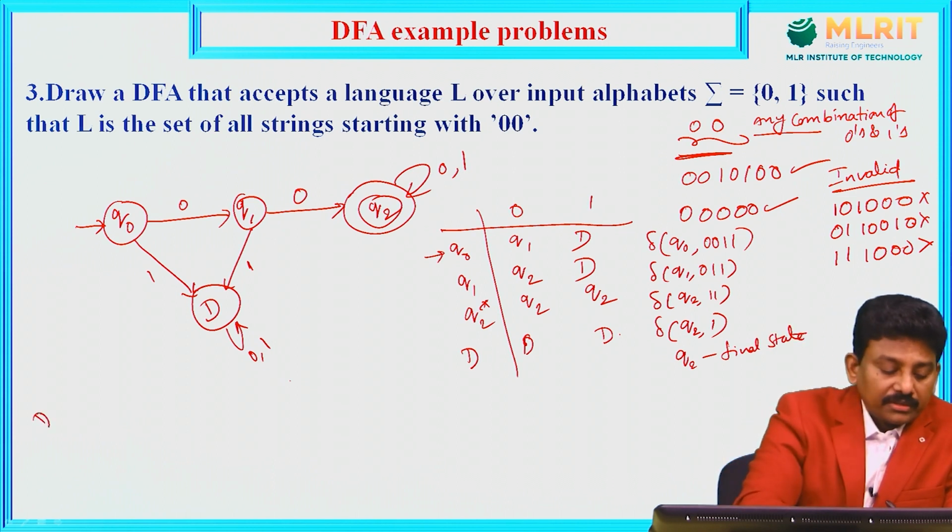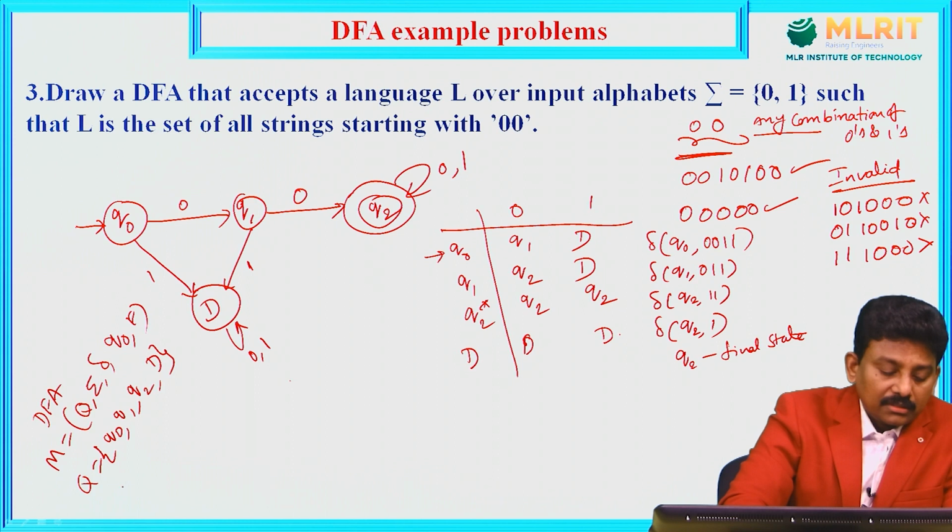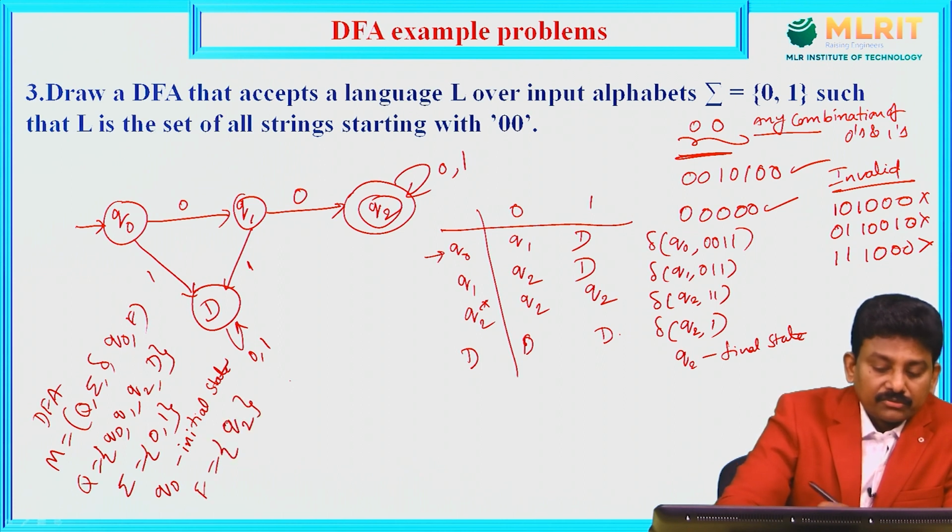So, DFA M is equal to Q, sigma, delta, Q0, F. Q is the set of states Q0, Q1, Q2, dead state. Input alphabet is 0, 1. Q0 is the initial state. F is the set of final states, that is only one final state, that is Q2.